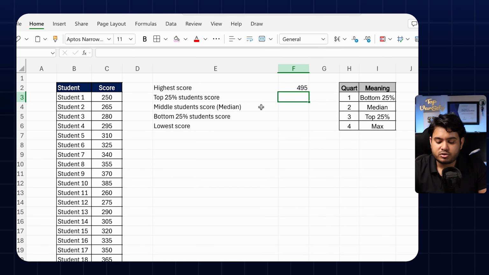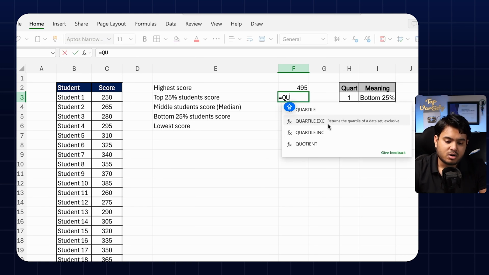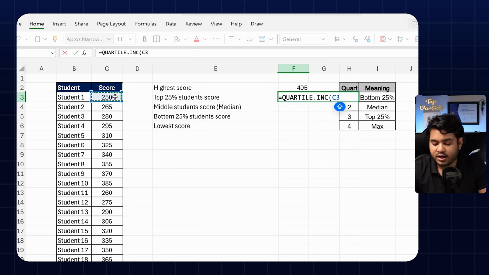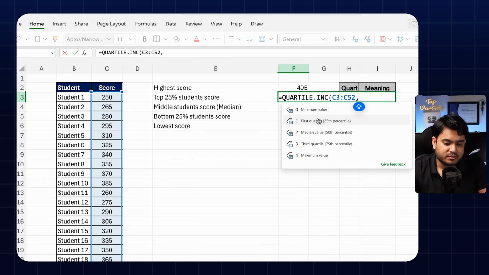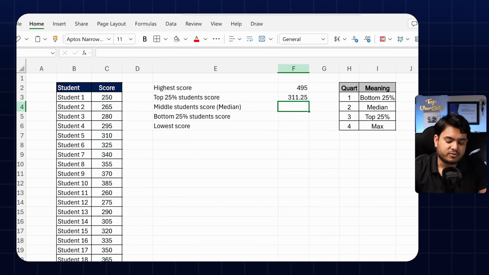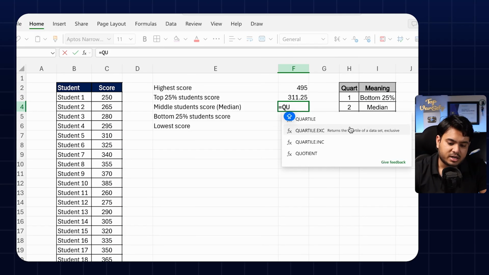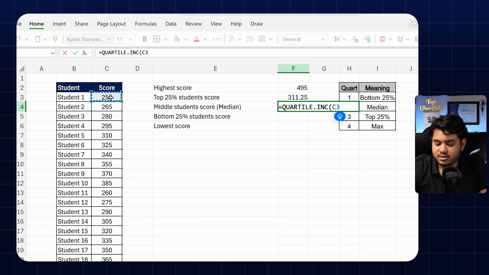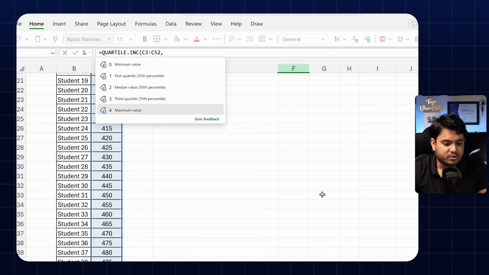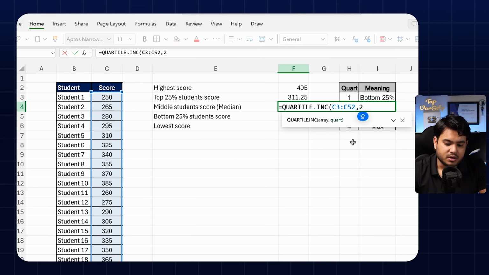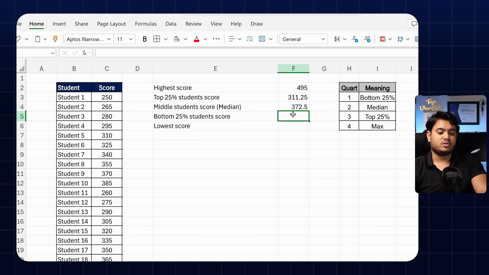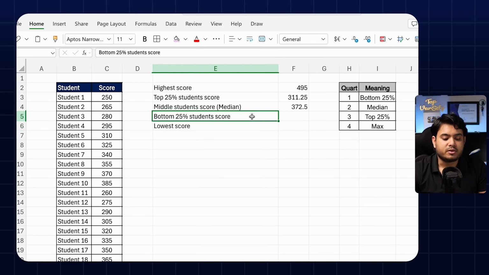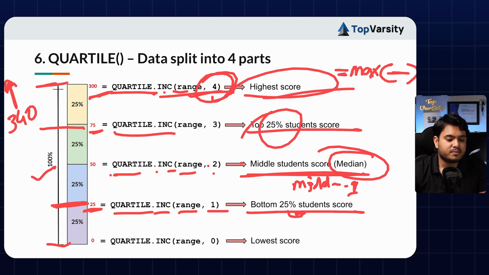You want top 25 students, simple, you write the formula here, QUARTILE.INC, you select the array here, and you give the comma, and you select the 25th percentile. So it will give the 25th percentile. Similarly, you can select for the median student also. You can write the QUARTILE.INC formula, then select this comma, and you can select the median value, which is your 50th student. So according to this, you will get the quartile formulas. These two problems you can solve by yourself, and this will be your quartile function.